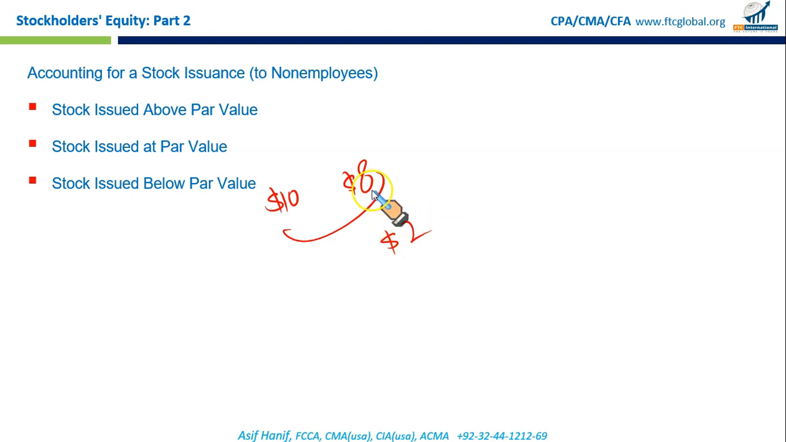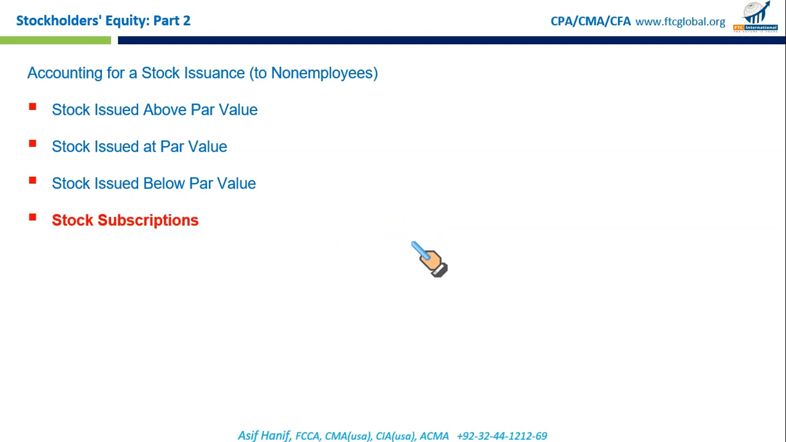So in this case, you're going to debit cash $8, debit additional paid in capital $2, and you credit $10 for common stock. Please remember the discount in this case is $2. It represents a contingent liability, and this liability is towards the original owner.